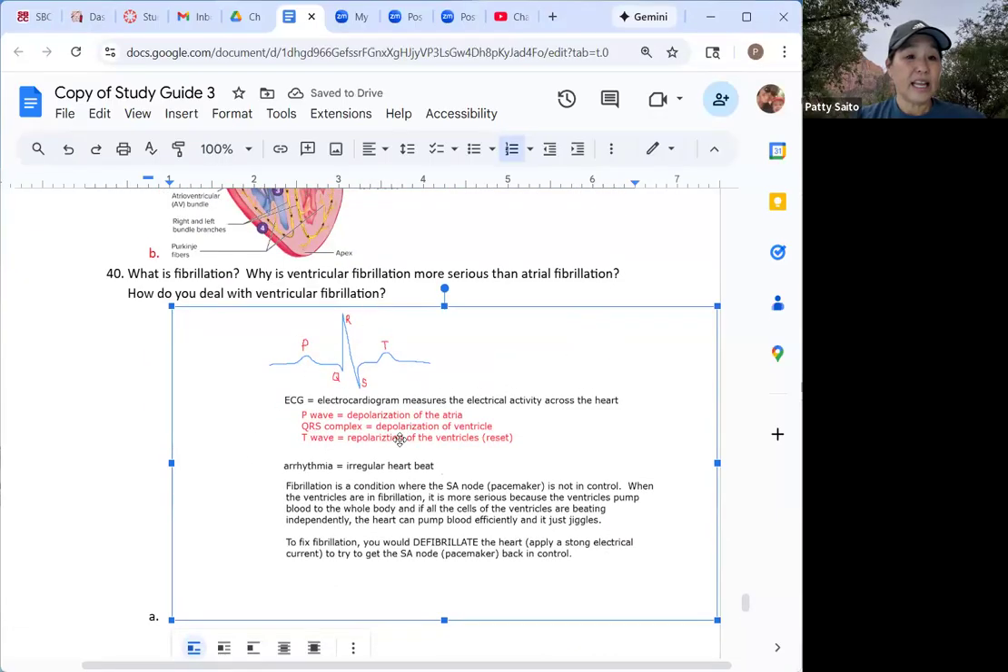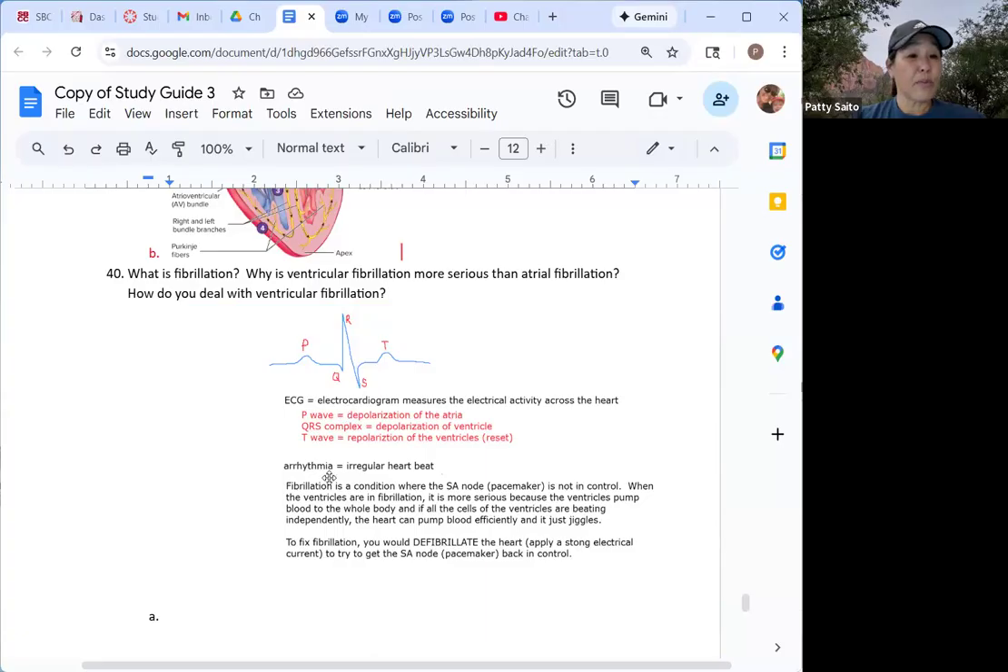What they mean here: arrhythmia is an irregular heartbeat, and fibrillation is where the SA node is not in control. Ventricular fibrillation is serious, right? Because the ventricles have to pump blood to the whole body, and if they're just jiggling, they're not pumping blood. So you defibrillate to get the SA node back in control, that pacemaker.